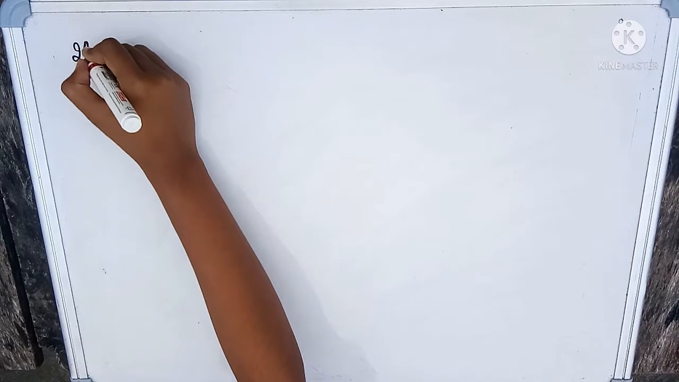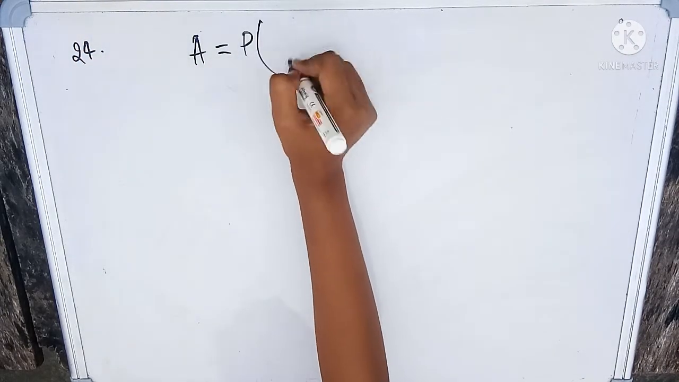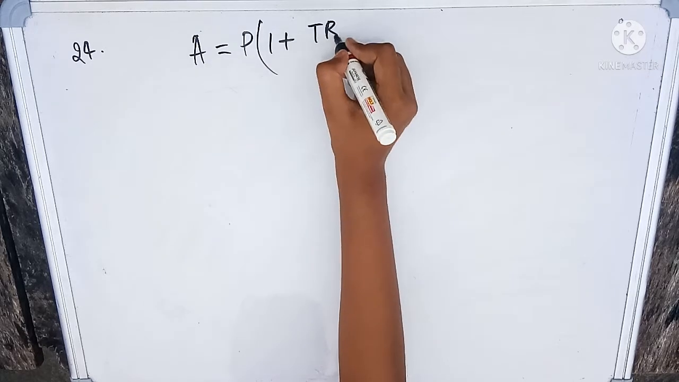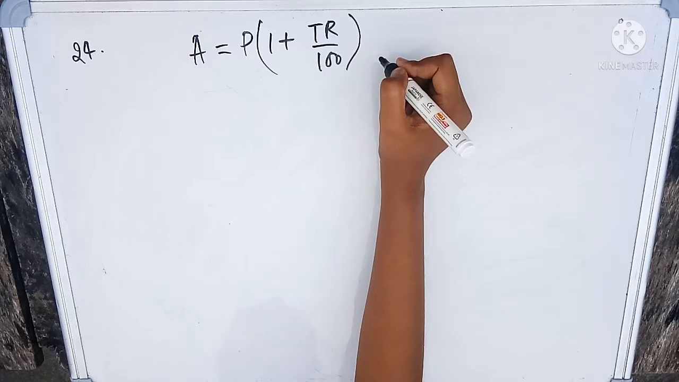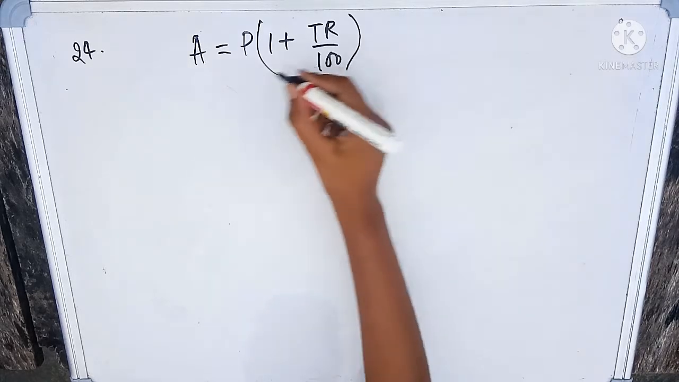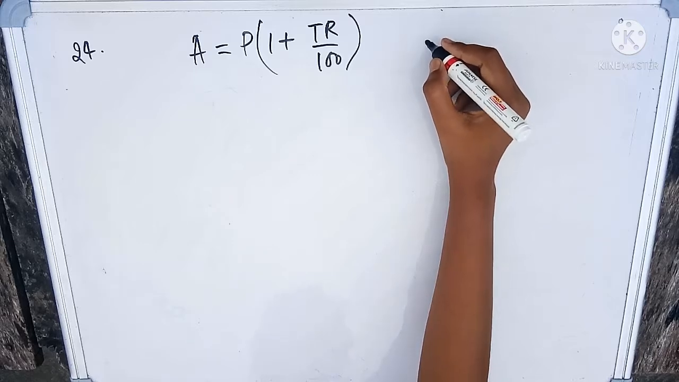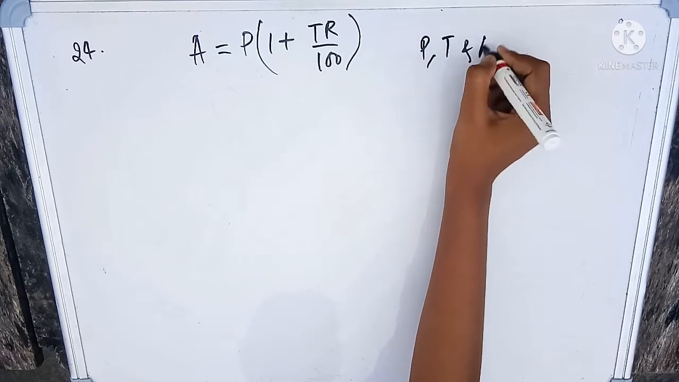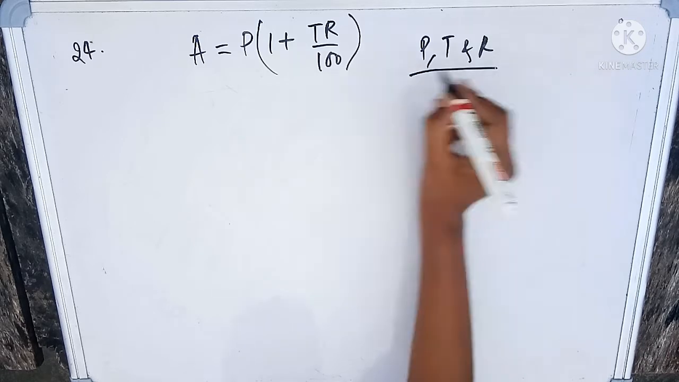Question number 24. Here also we have been given one formula, which is A is equal to P multiplied by 1 plus tr divided by 100. And we have to find all the auxiliary formulas over here. So here we have A as a subject already. Now we have to make the formulas while making P, t and r as the subject one by one to find all the auxiliary formulas.